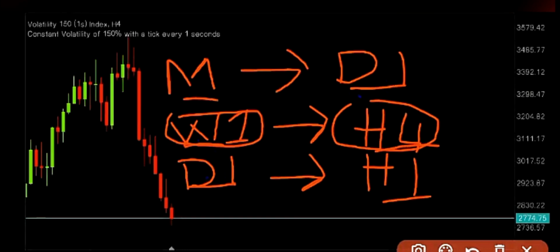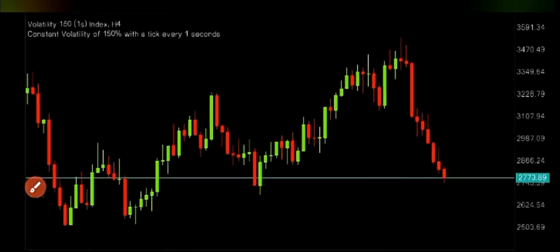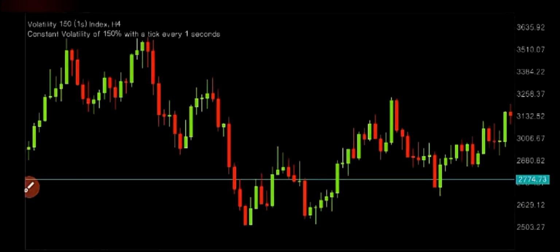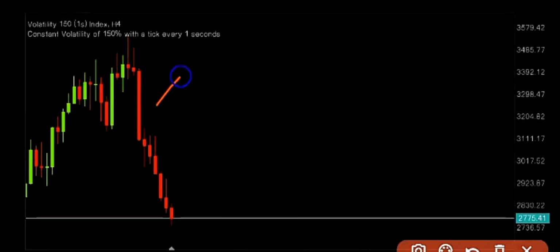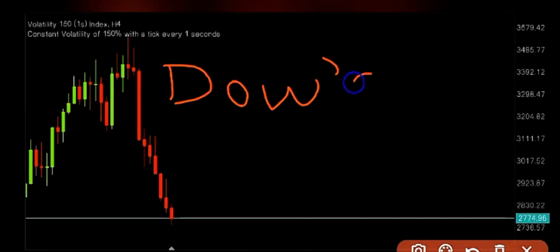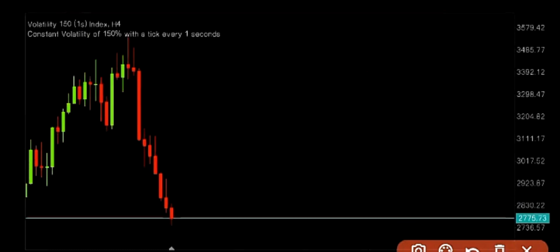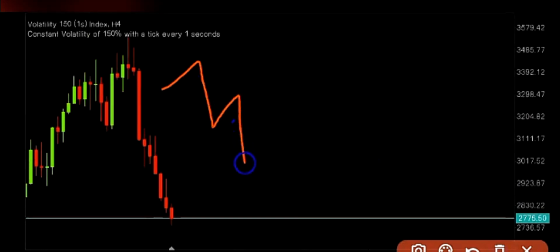So let's check what we were discussing. I was explaining the idea of the downtrending market and the break of structure. I said Dow's theory. Let me write it. Maybe you want to jot it down. Dow's theory. Can you see it? So, as I said, Dow's theory states that the market will keep on trending downwards until there is a preceding structure break.